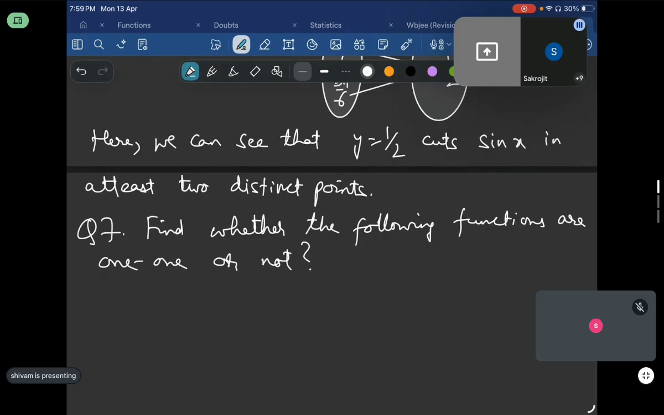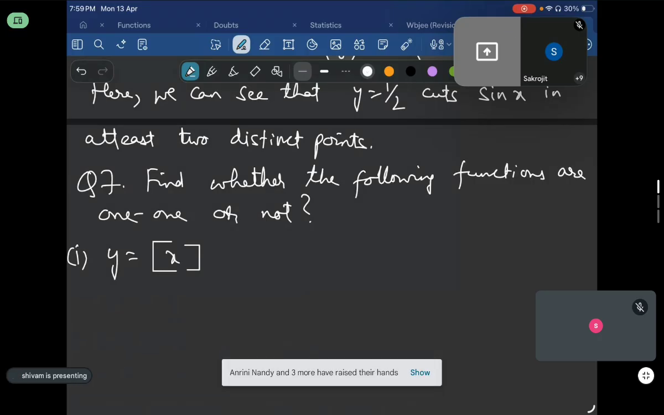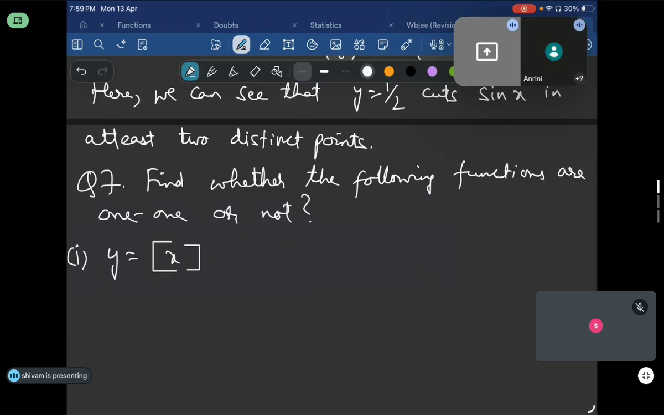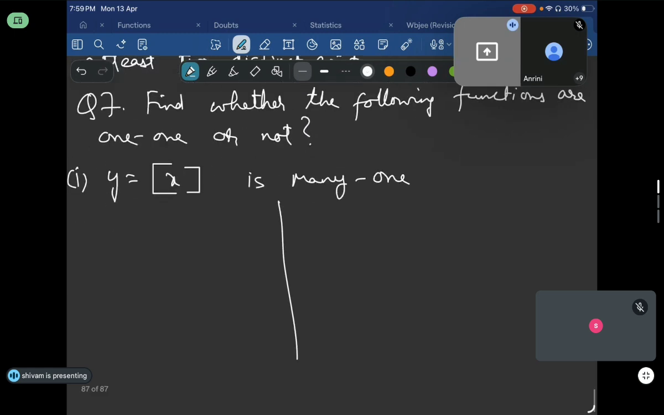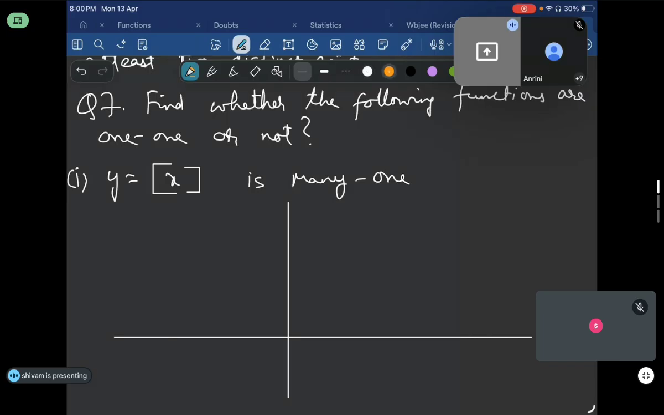Sir, if a function is not 1-1, what do we call that function? Many one. Number 1: y equal to box of x. Raise your hand. What do you think? Is it 1-1 or many one? So it's many one. Absolutely correct. As you can see, you will definitely get a straight line parallel to the x-axis, which will cut the graph in more than 2 points.